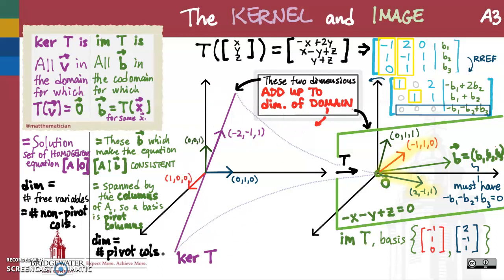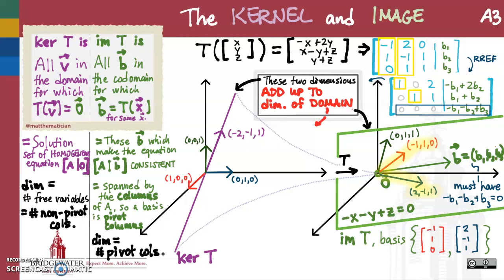This result is called the rank plus nullity theorem. The rank being the dimension of the image, which is the same as the number of pivot columns, the nullity being the dimension of the kernel, which is the number of non-pivot columns, and the rank added together to the nullity. In this case, the rank was 2, the nullity was 1. I add those two together, I get 3, which is the dimension of my domain, which is the same as the number of columns that were in my standard matrix.